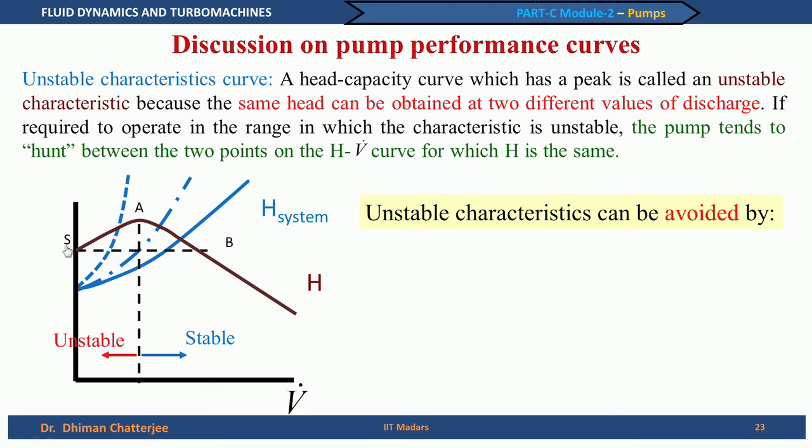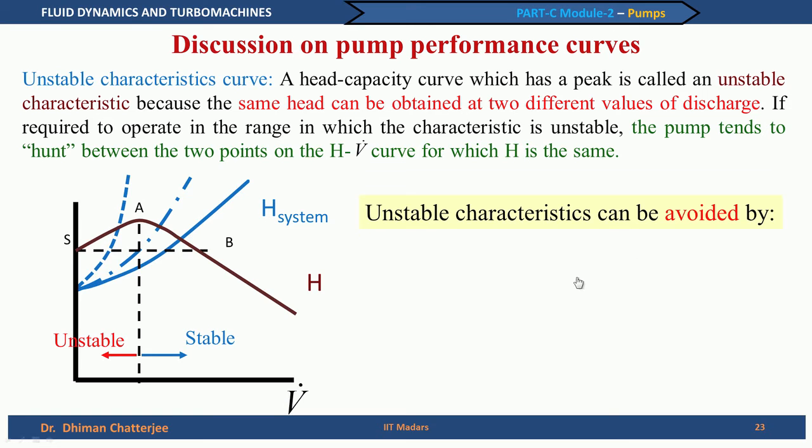So, the flow will again resume at this flow rate. However, my system demand is that somewhere here the energy requirement is. So, the pump will again go back to S and the pump in this way will operate between S and B. It will hunt between these 2 points, but it will not be able to give any steady output. This is undesirable and unstable characteristic.